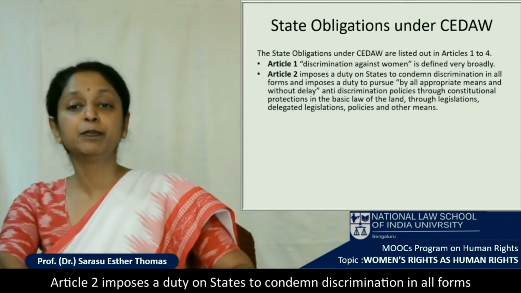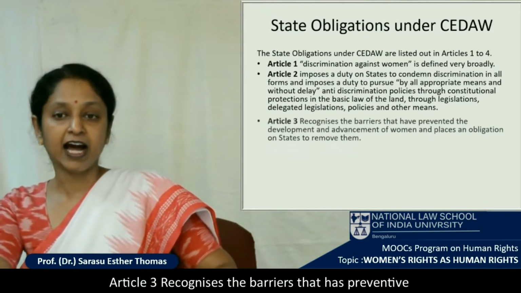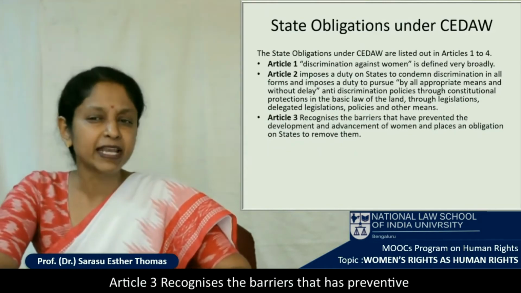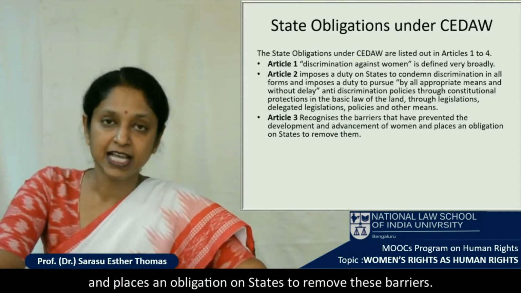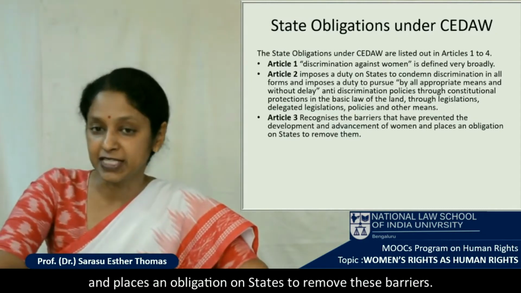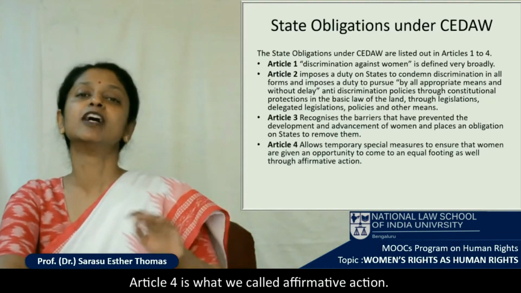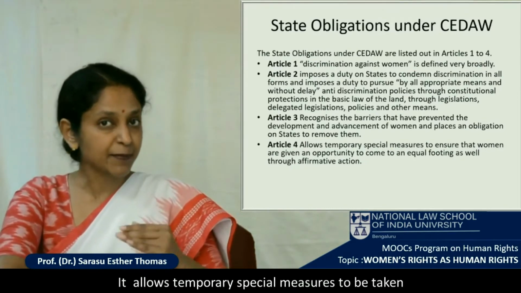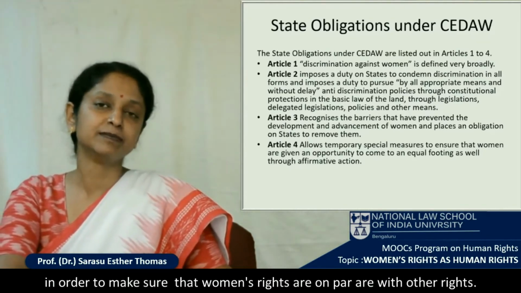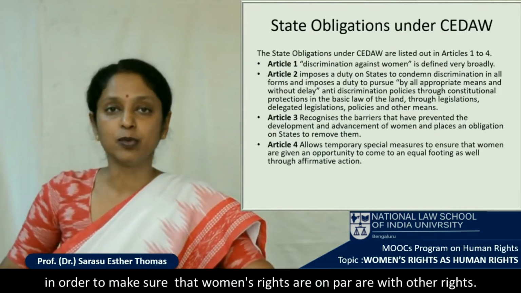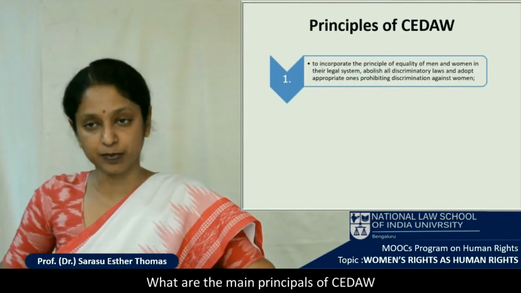Article 2 imposes a duty on states to condemn discrimination in all forms. Article 3 recognizes the barriers that have prevented the development and advancement of women's rights, and it places an obligation on states to remove these barriers. Article 4 is what we call affirmative action. It allows temporary special measures to be taken in order to make sure that women's rights are on par with other rights. Now, what are the main principles of CEDAW?